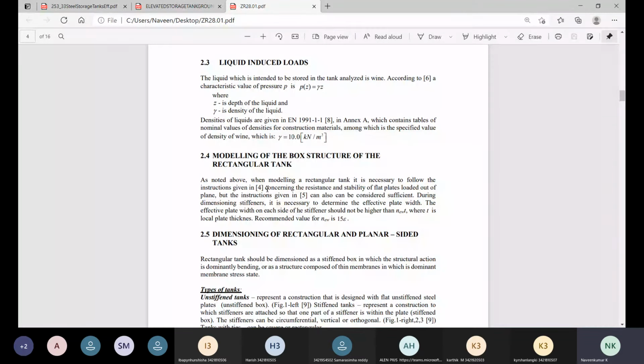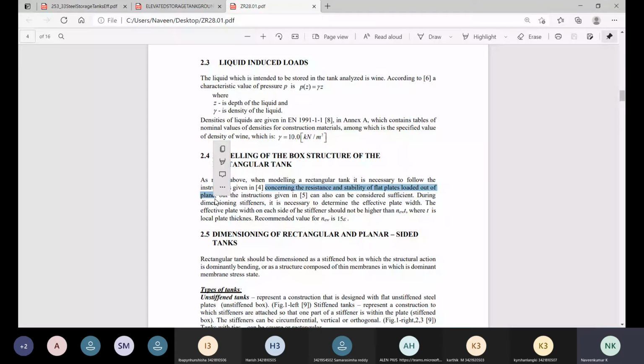What are the instructions? The first one is concerning the resistance and stability out of the plane. For example, for the flat steel plate you're going to use, you calculate the resistance and stability of that particular flat plate. You can calculate by conducting experiments in the laboratories, and based upon those test values you decide the resistance and stability for your design.